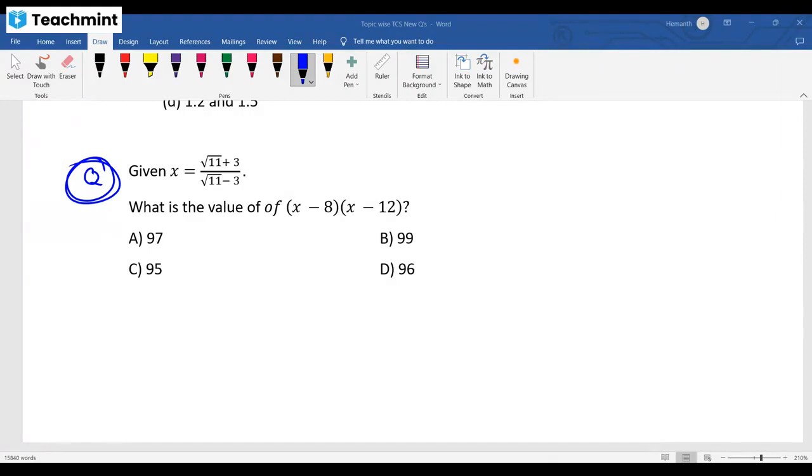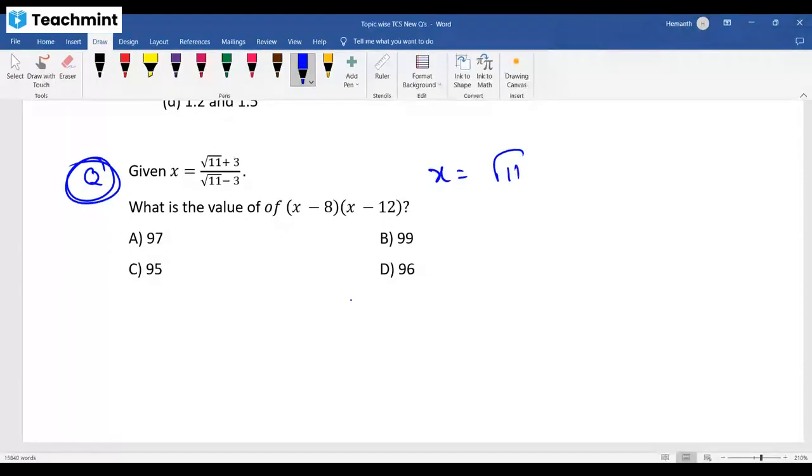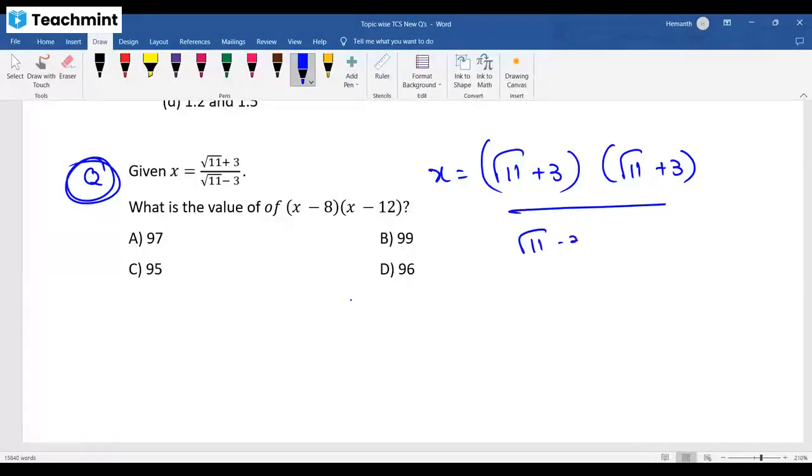Yeah, one of your friends gave the answer as 95. So if we calculate x, you have to do rationalization. This is the only example related to rationalization. When you do rationalization, the denominator is root 11 minus 9, so 2 will come. The numerator is like (root a plus b) whole square, right? So that's the problem here.